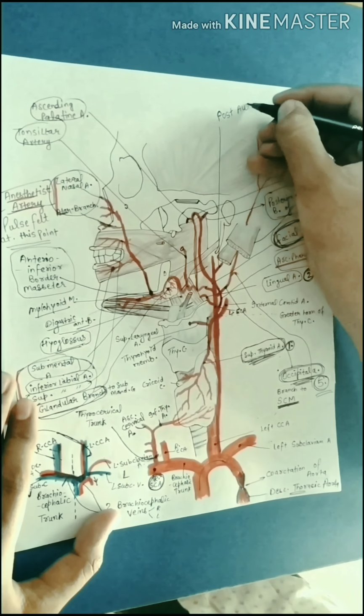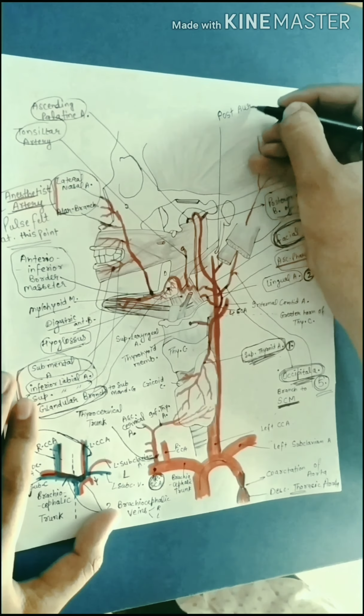Now what I have made here is the posterior auricular artery, and I want you to learn that it is in strong relationship with the upper border of the posterior belly of the digastric muscle. So it is just above the upper border of the posterior belly of the digastric muscle.